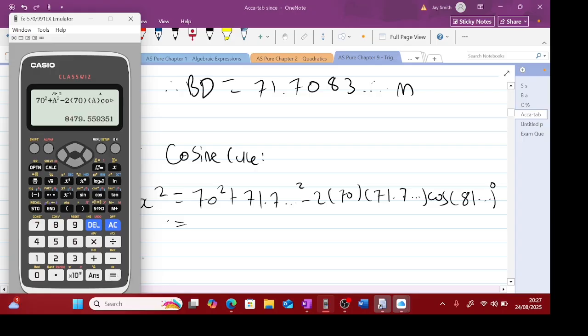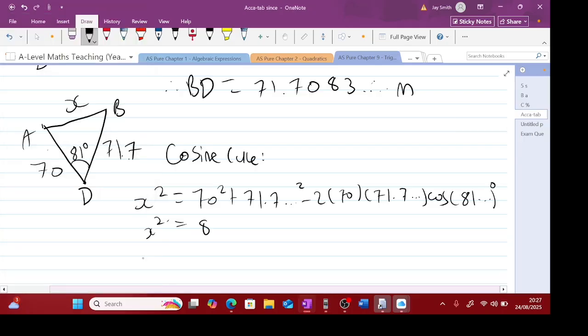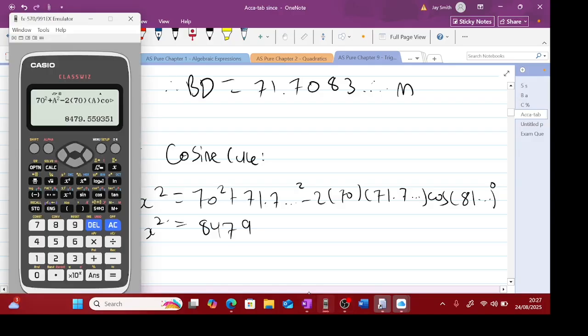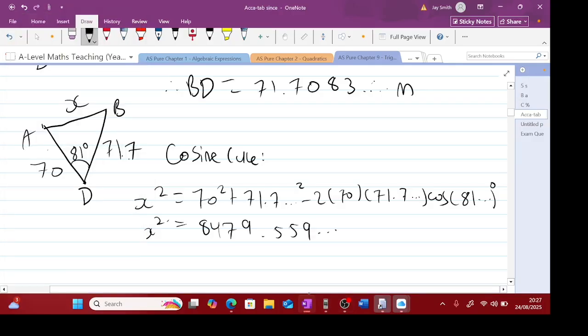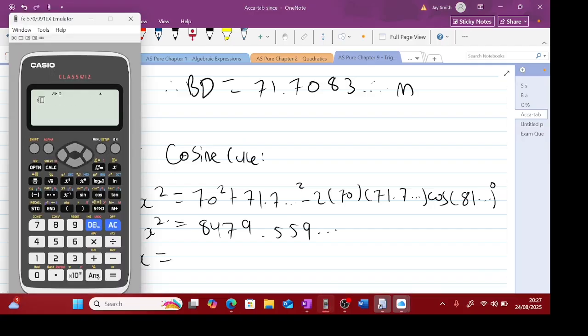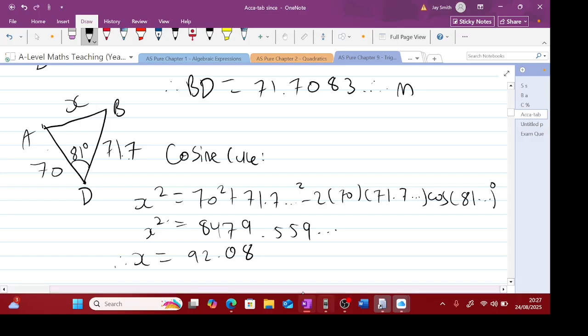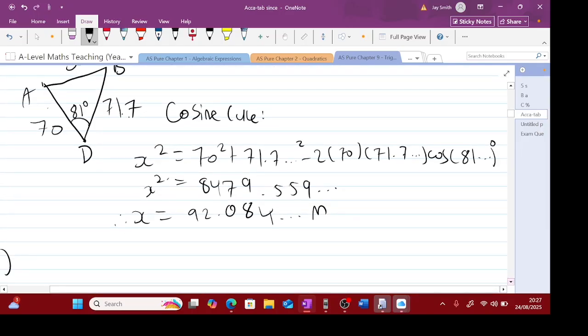So I'm going to equal all that. It calculates X squared to be 8479.559, blah blah blah. So then to get X then I need to square root both sides. And I get 92.084, blah blah blah meters. I could round that then if I wanted to. 92.1 meters to 1 decimal place.